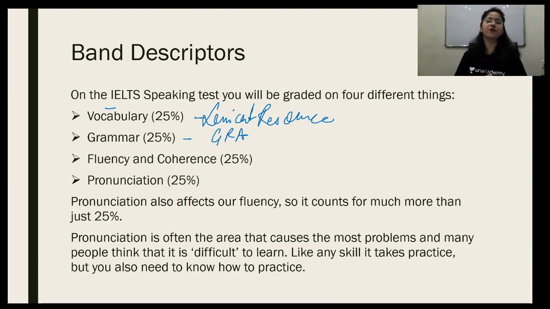What we are specifically going to focus on in our Pronunciation Made Easy series is the phonemic chart and the different types of sounds. Pronunciation also affects our fluency, so it counts so much more than just 25%, and that is the reason why it is very important to get accustomed to it, get acclimatized with it, and like the other skills, you would need to practice it so that you can become better in it. Clear?